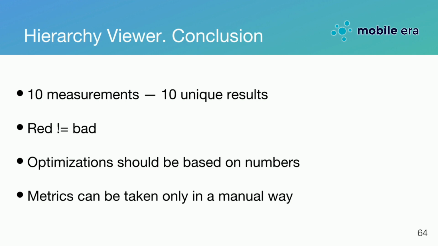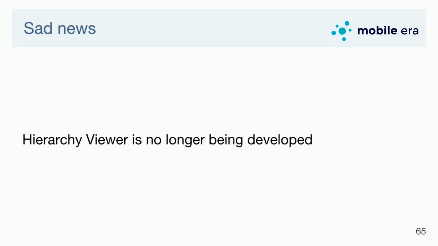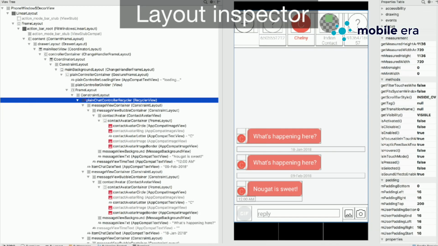And what does it mean? That you will not be able to automate it and to add it, for example, to CI easily. And we could hope that it will be fixed somewhere, but unfortunately hierarchy viewer is no longer being developed. And now the Android team suggests we use layout inspector. However, it doesn't have any means to profile your layouts at all. So still hierarchy viewer is working. Hierarchy viewer can help you in some layout problems. So I think that you should know how to use it.